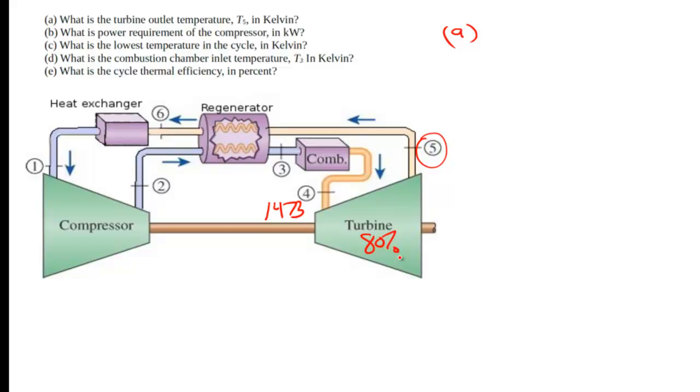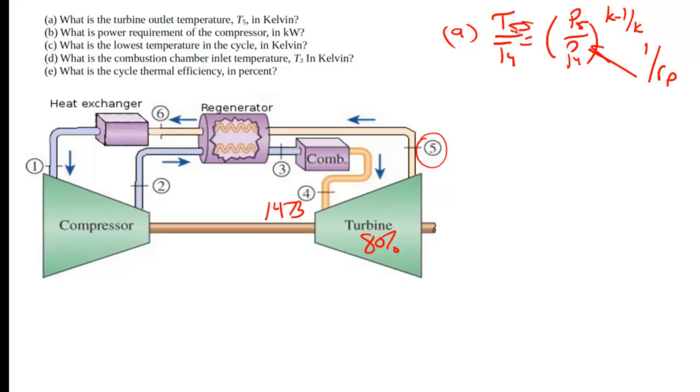So the first thing we need to do is recognize that helium is an ideal gas, and so we have a relation that, for example, T5 over T4 is P5 over P4 to the (K minus 1) over K. It's assuming a constant heat capacity. And this right over here is just 1 over the pressure ratio, which was given in the problem. And this would be for an isentropic, that would be T5S.